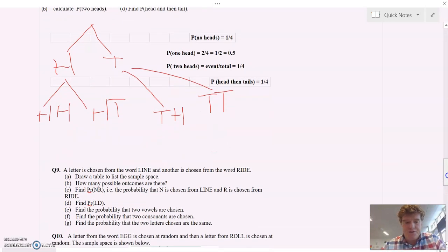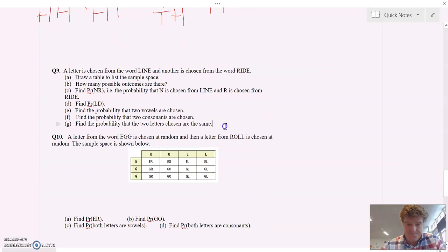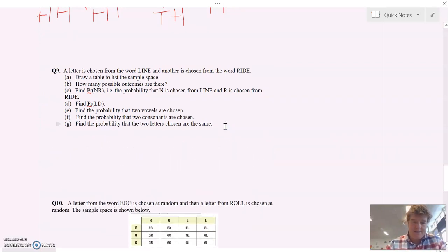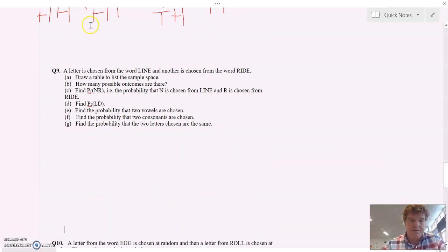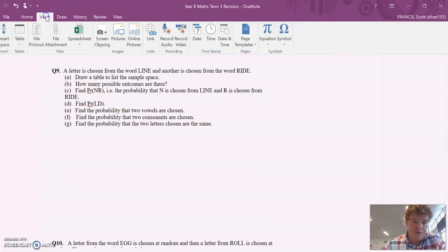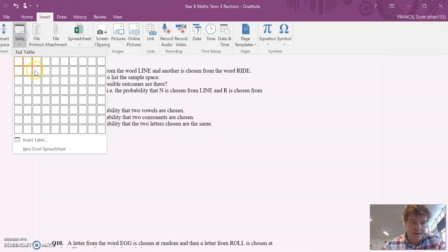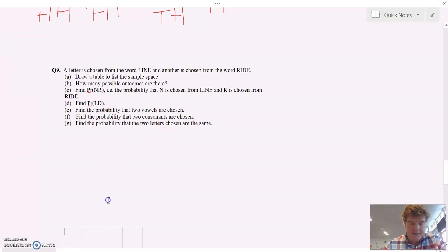Now we move into a different sort of diagram, okay? And that is the 2-way table. We have two 4-letter words, line and ride. We just want to pop a table in here to help us. So we're going to go 5 by 5. It's going to be the winner there. And let's see if I'm good enough to bring it up a little bit. Not sure that I am.